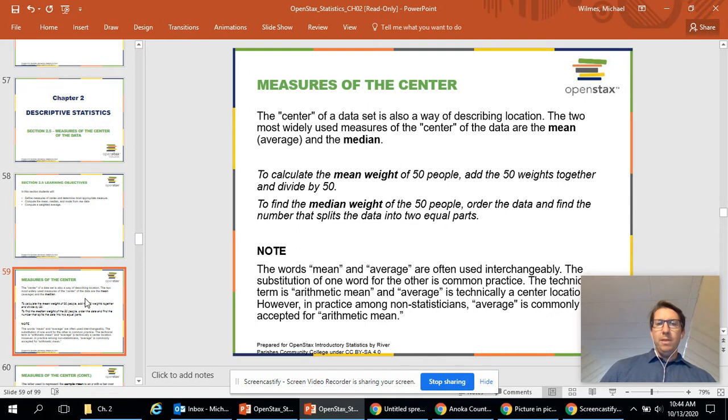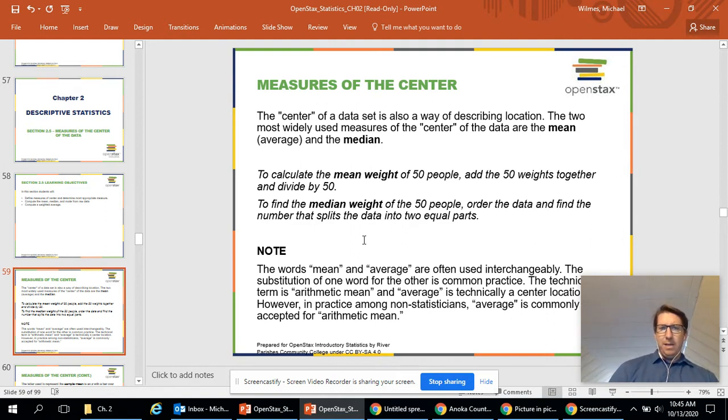So, to find the center of the data, there are mainly two ways to do it. We have the mean and the median. The mean weight is when we add all 50 weights together and divide by 50. The median is when we put them all in order and find the one right down the middle. And if it's between two pieces right down the middle, we need to take the average of the two. Mean and average here are oftentimes used interchangeably. It's common practice to think about them as the same, but they're definitely a lot different.